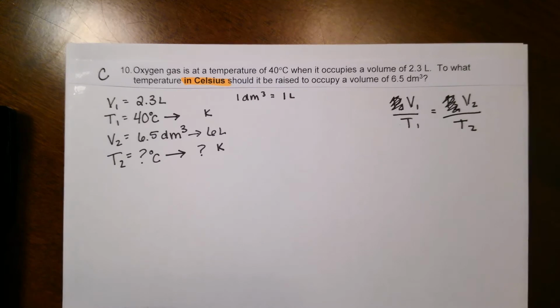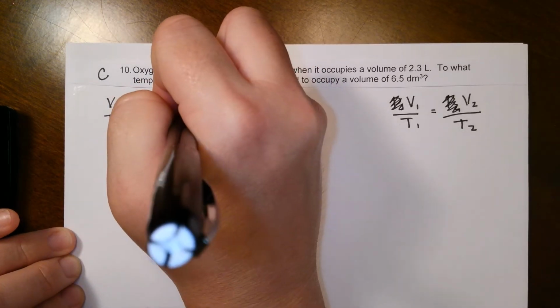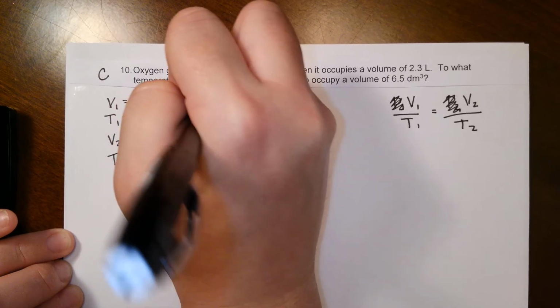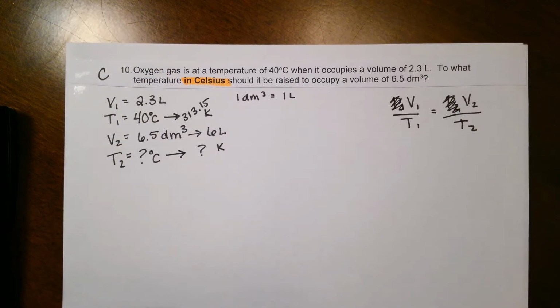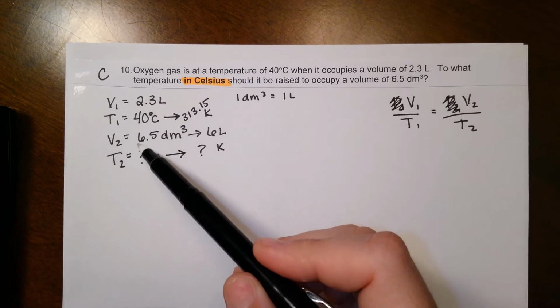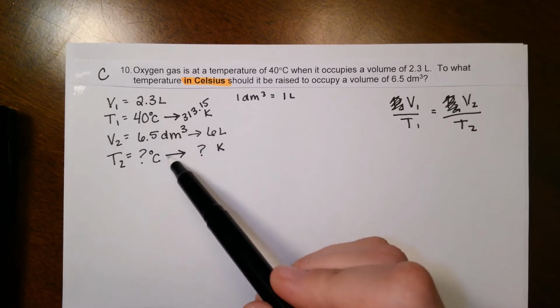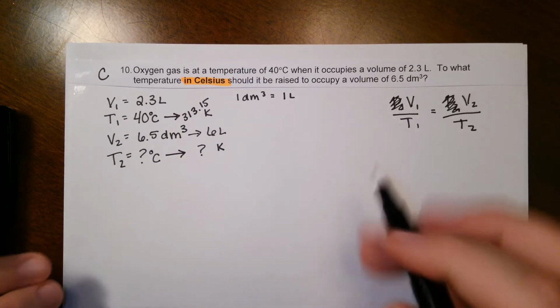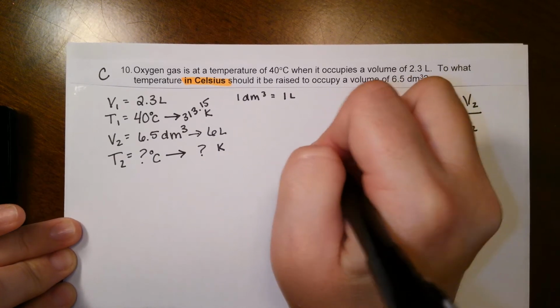So we say 273.15 plus 40. We get 313.15. Make sure your units match. So V1 and V2 are both in liters. T1 and T2 will both be in Kelvin when we're done. Let's go ahead and plug it in.